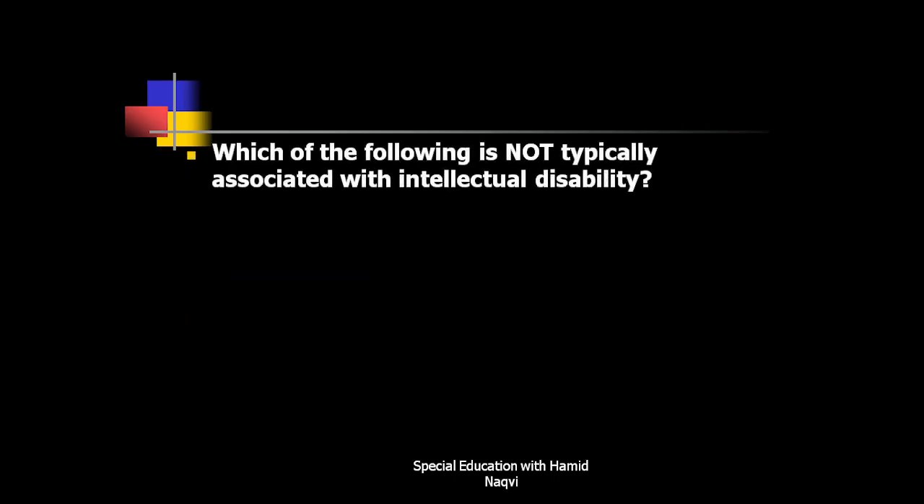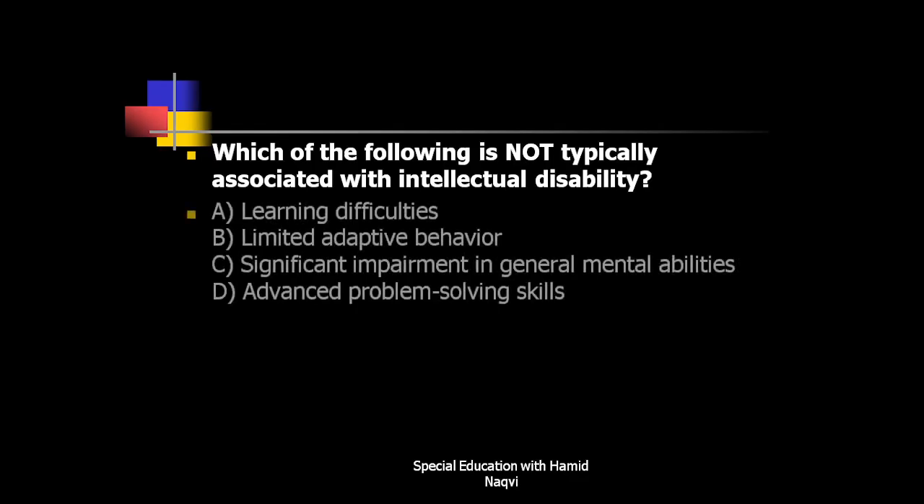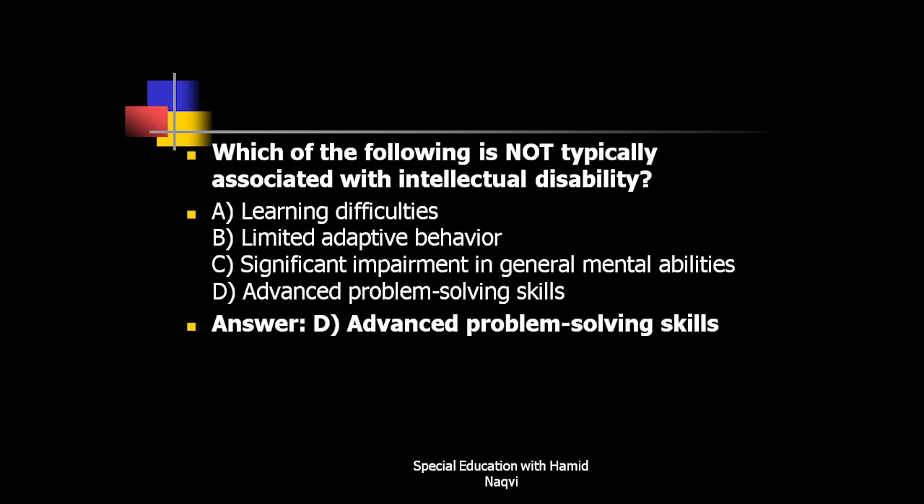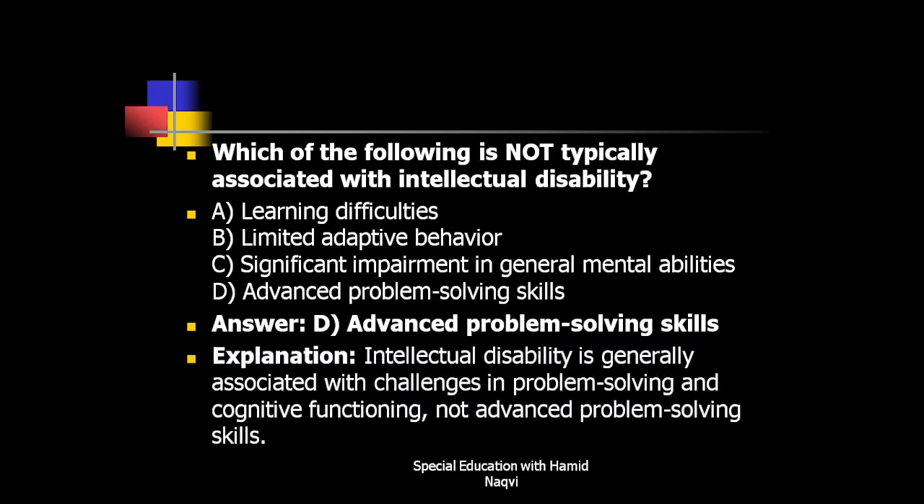Next is which of the following is not typically associated with intellectual disability? Learning difficulties, limited adaptive behavior, significant impairment in general mental abilities, or advanced problem solving skills. Answer is the last one, that is advanced problem solving skills. Intellectual disability is generally associated with challenges in problem solving and cognitive functioning, not advanced problem solving skills.